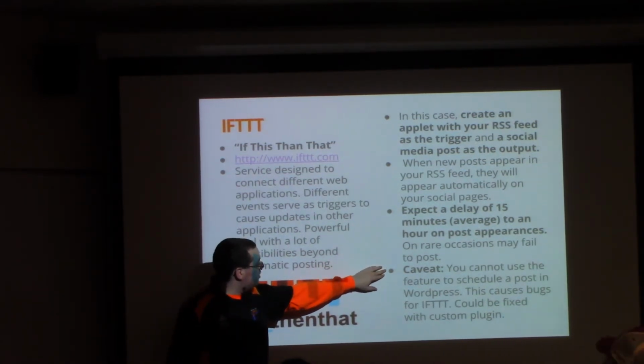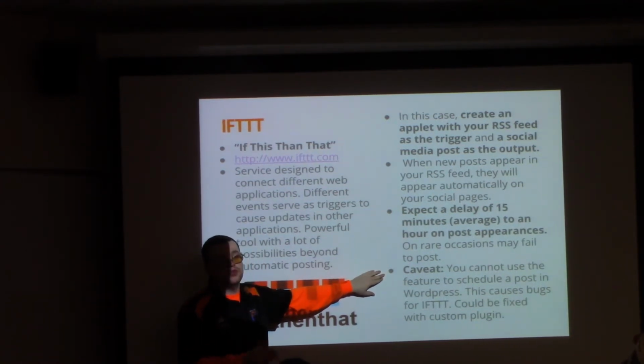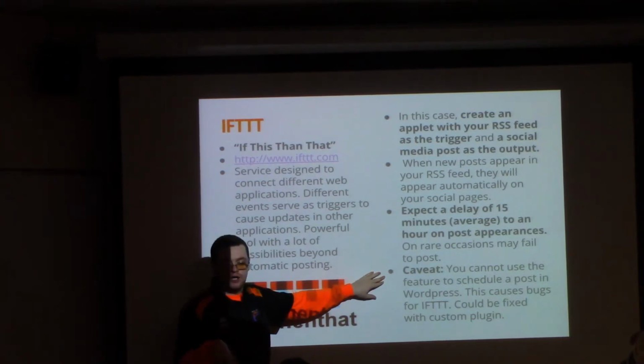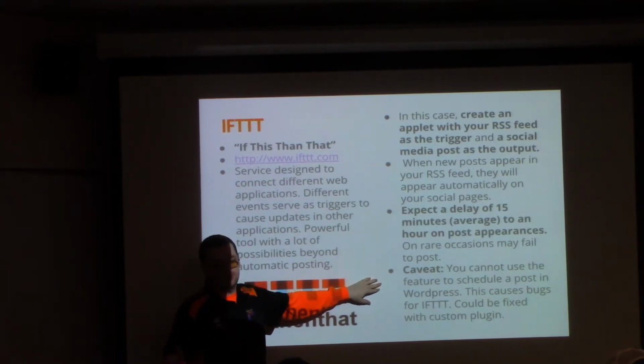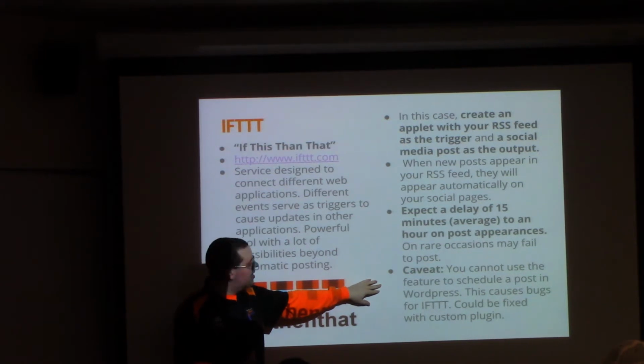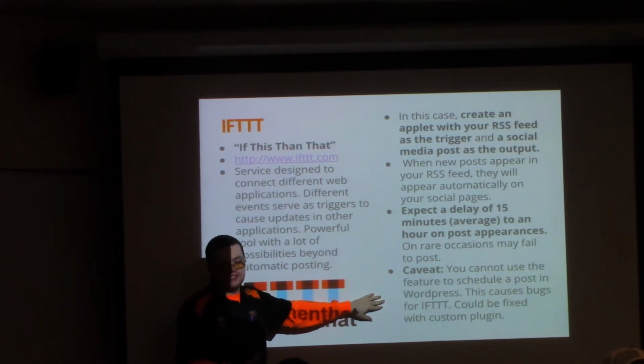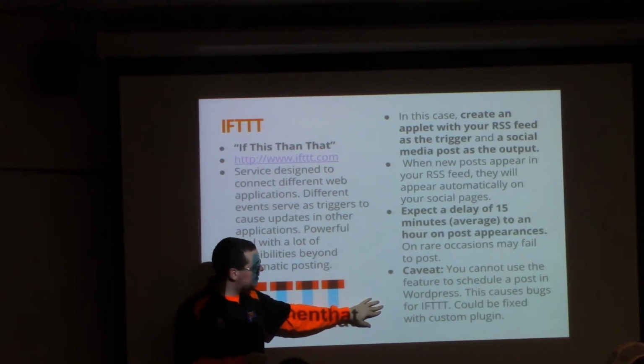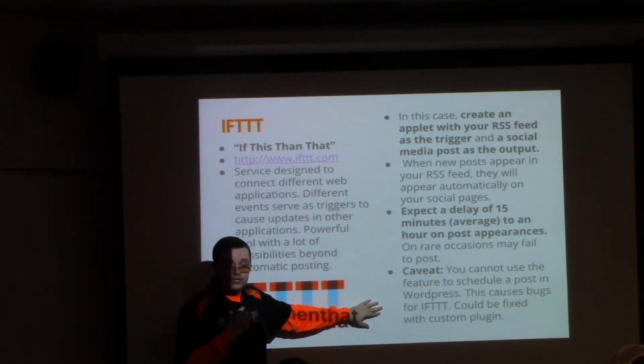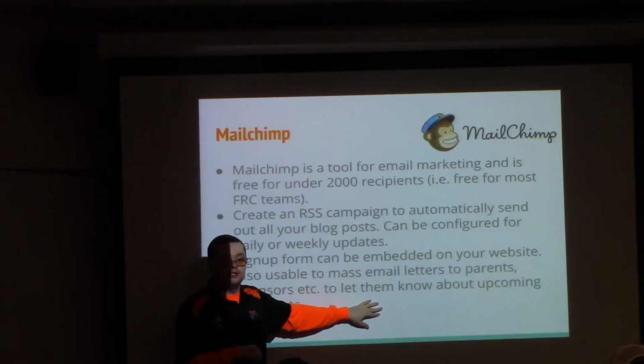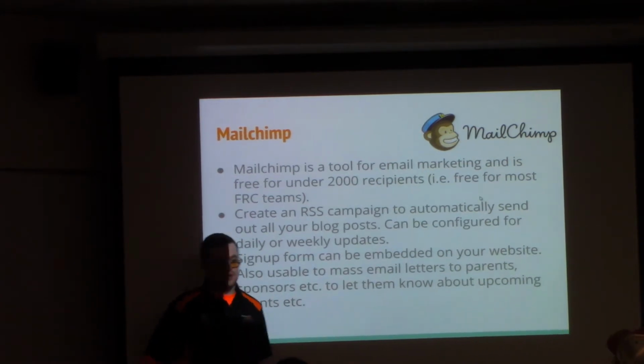And one caveat with If This Then That is that you cannot use the feature to schedule a post within WordPress. It causes bugs because it shows up on the RSS feed before the post is actually live, and so If This Then That will basically fail when it tries to post it. You might be able to fix something like this with a custom WordPress plugin if you put the time into it, but that's a level of PHP coding that you're going to have to learn and spend some time on if you really want to deal with that.